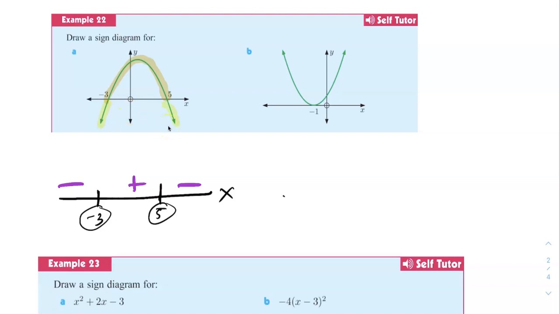So there's my sign chart. Next one, for B, the only x-intercept I have is at negative 1. Before negative 1, it's above the x-axis, and after it's also above the x-axis. So there we go.